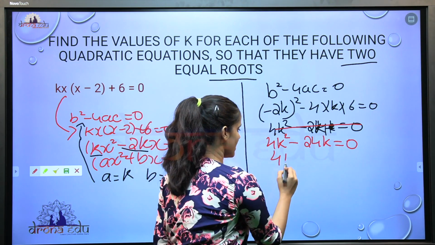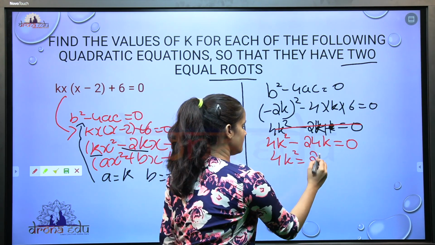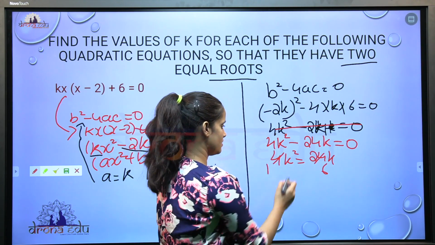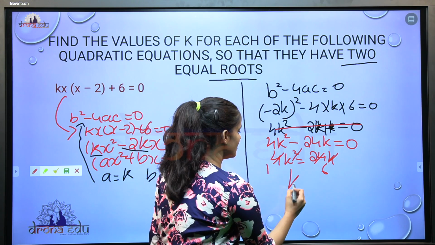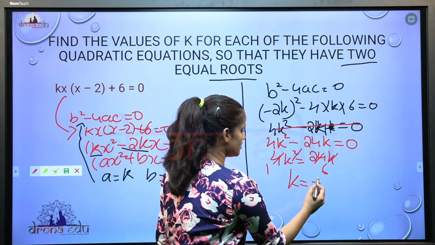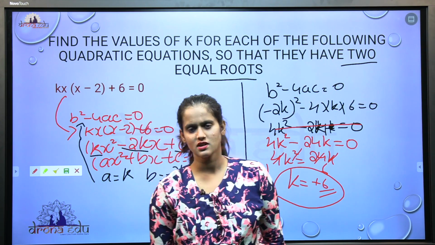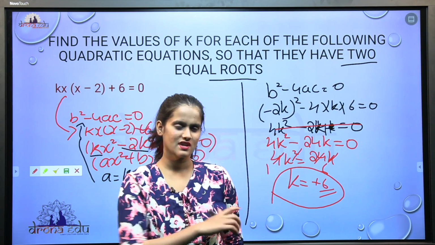Now 4k square will be equal to 24k. So 4 ones are 4, 4 sixes are 24, and k gets cancelled. k is equal to 6. So k will be either 6 or minus 6. Okay, I can say k is 6.